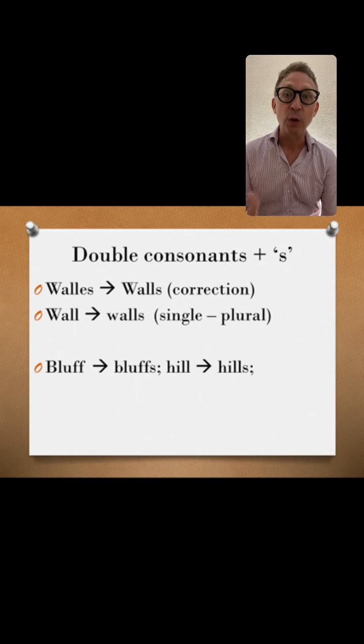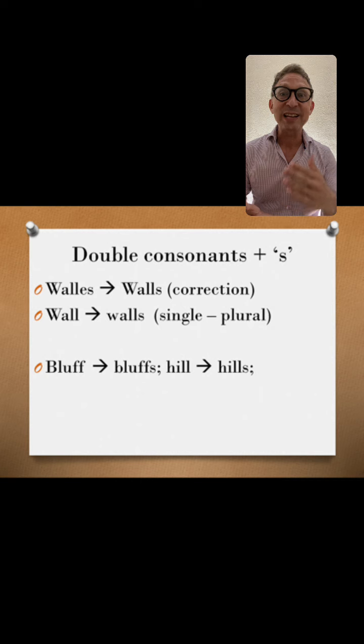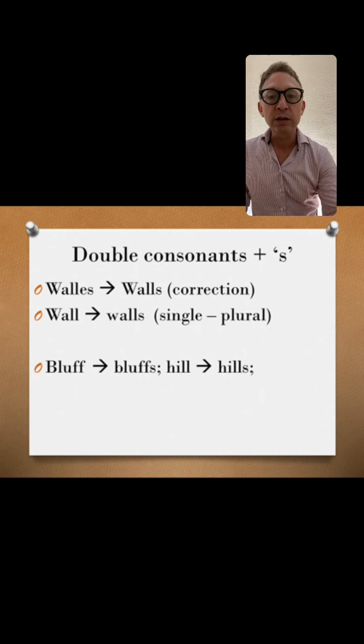English obviously doesn't always function like that. So what I've tried to do is select spelling rules that don't have a lot of exceptions. Because if they have a lot of exceptions, then the rule isn't very strong and you can't really rely on it. So here we have double consonants. If you have a double consonant and you move to a plural, it generally takes an S. Wall to walls, bluff to bluffs, hill to hills. So a double consonant at the end, you can almost be assured that it will take just an S.